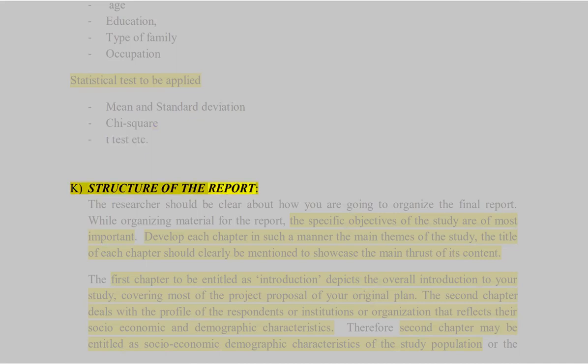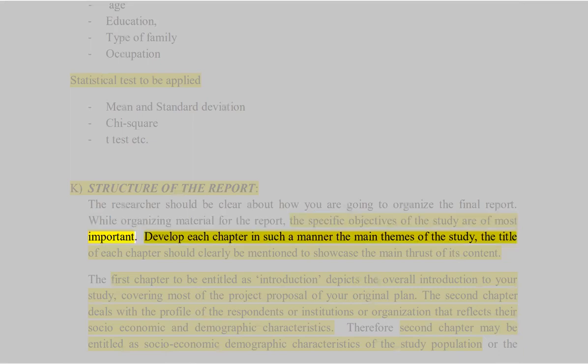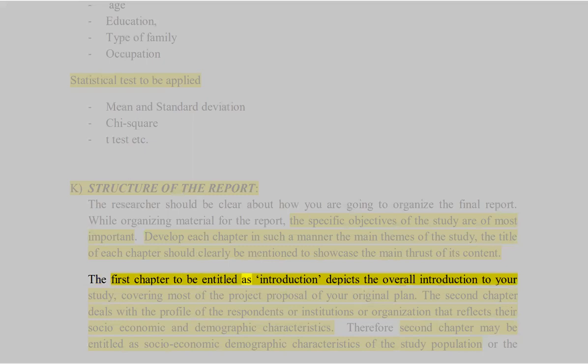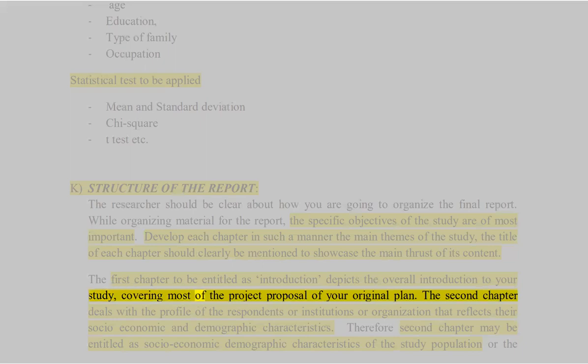K. Structure of the report. The researcher should be clear about how you are going to organize the final report. While organizing material for the report, the specific objectives of the study are of utmost importance. Develop each chapter in such a manner that it reflects the main themes of the study. The title of each chapter should clearly be mentioned to showcase the main thrust of its content. The first chapter, entitled Introduction, depicts the overall introduction to your study, covering most of the project proposal of your original plan.